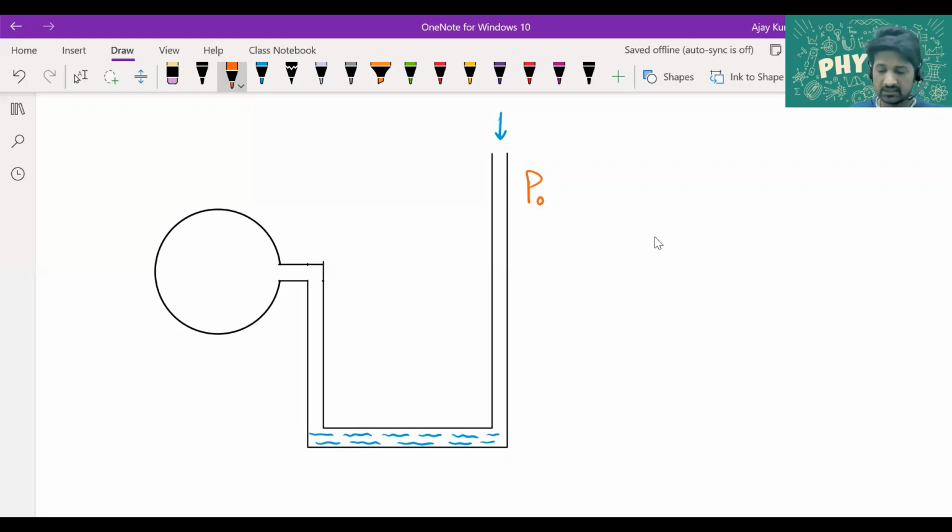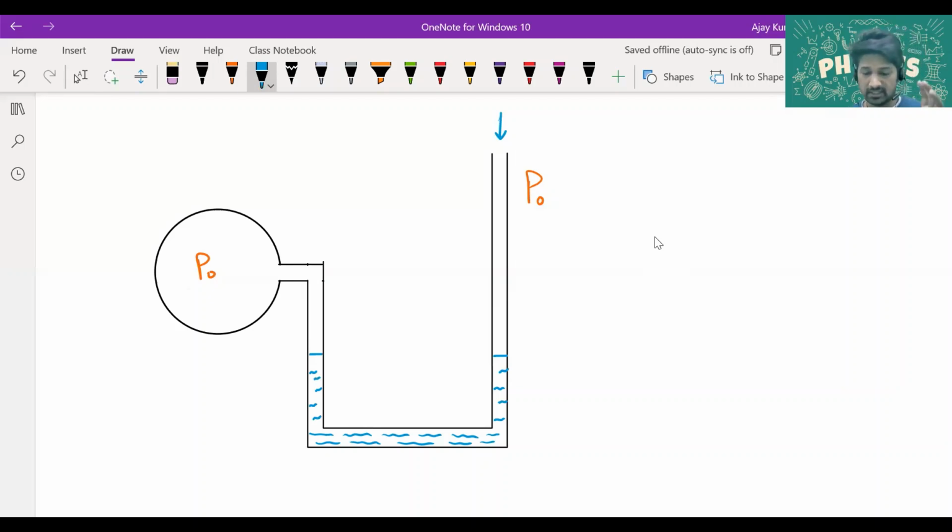But the left side is a closed chamber. Initially, the entire tube was open to atmosphere, so initially the pressure here will also be atmospheric pressure. That's okay. But when you start pouring liquid, what happens? It will tend to rise. The liquid level tends to rise on both sides. On the right side it will rise. On the left side also it will have a tendency to rise like this. It will tend to be equal on both sides.